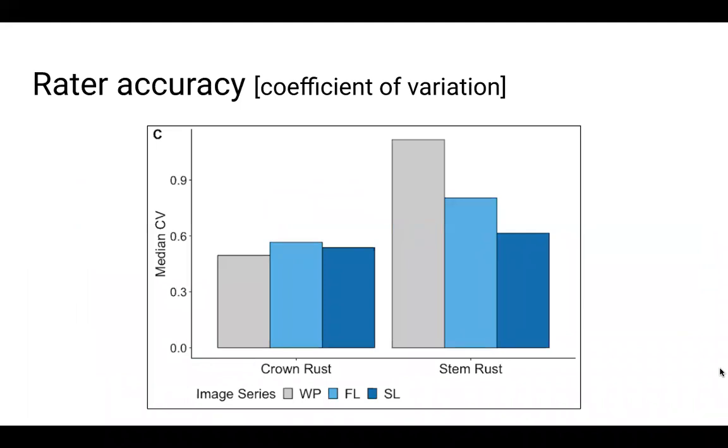Coefficients of variation across the data sets were quite high, meaning that the actual values people were scoring of the image series were very variable. At best, we had a CV of 50%, which is quite high. Stem rust was even worse, and that will be a trend throughout, even in the image analysis: stem rust was just harder to rate, especially on whole plants. So larger CVs, higher variability.